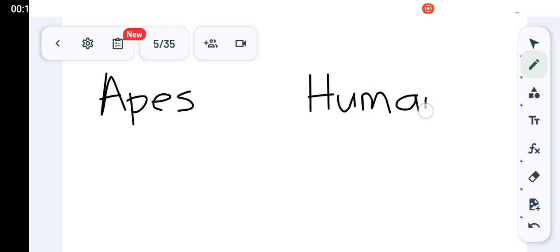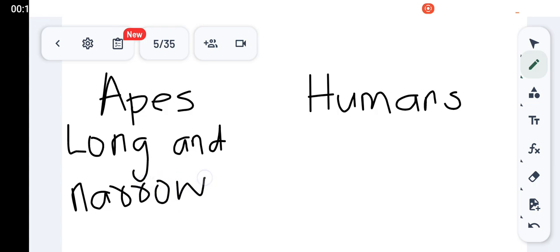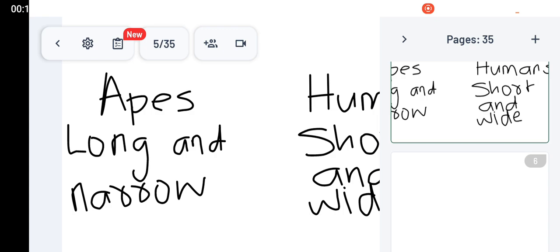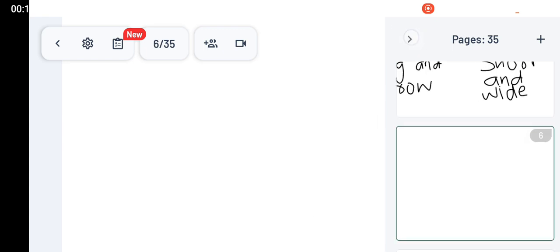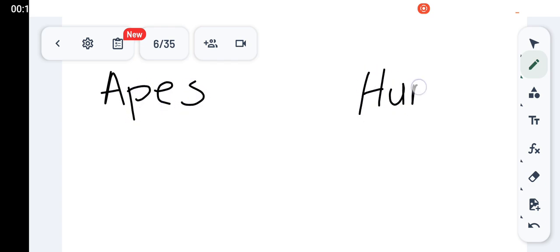Right. So, for African apes, the pelvic structure is long and narrow. And then for humans, the pelvic structure is short and wide. Right? And they also mentioned the ventral view of the skull. So now, let us talk about the difference between African apes and also humans.